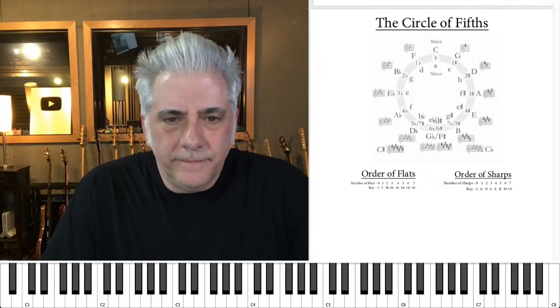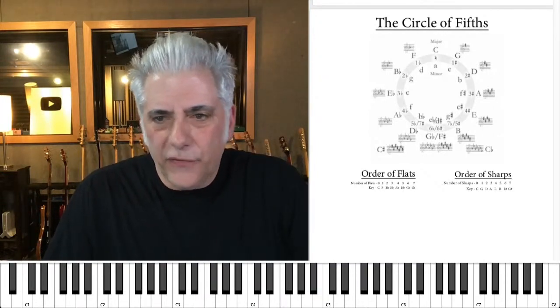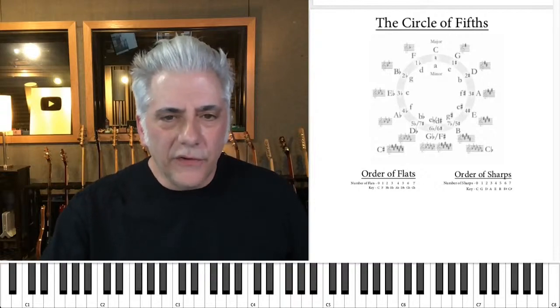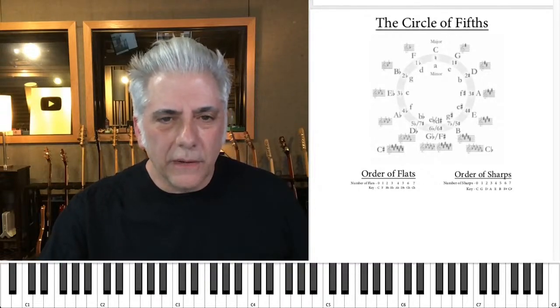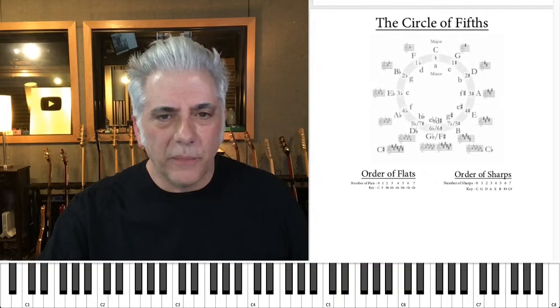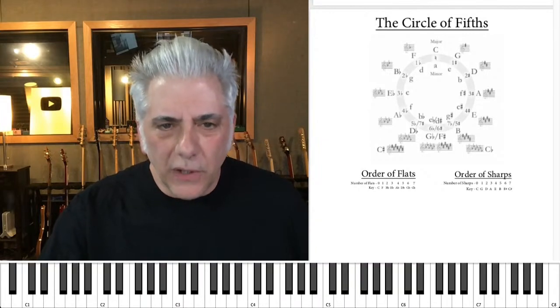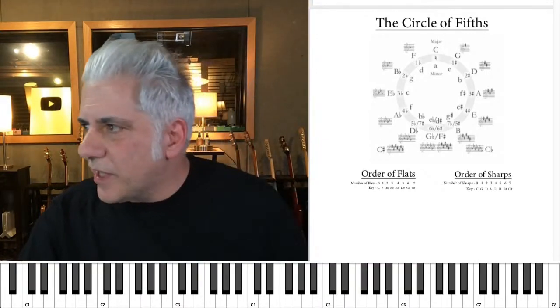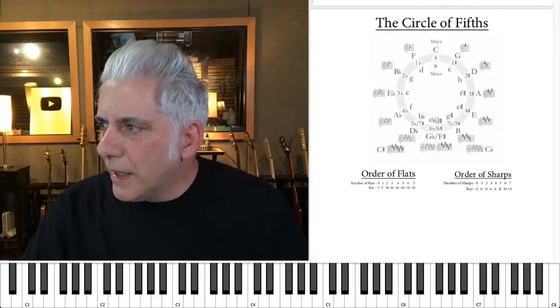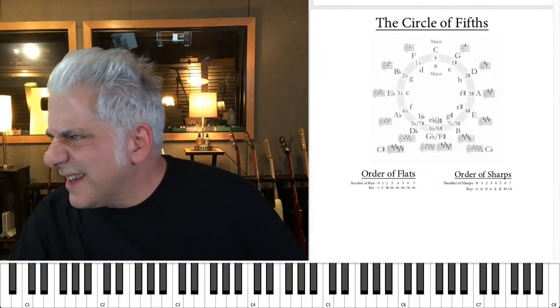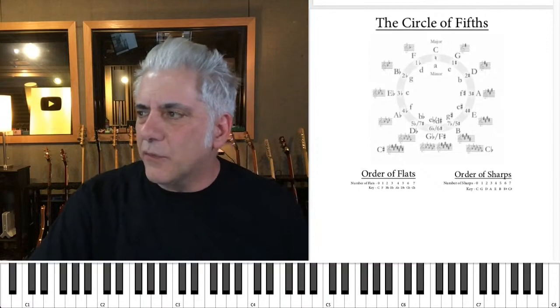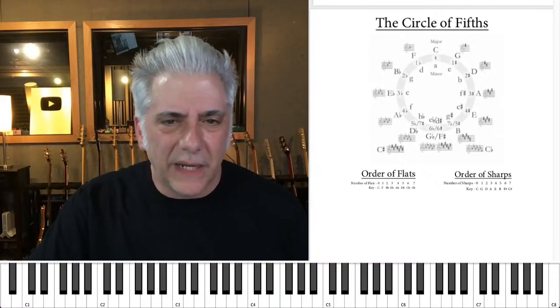Now, the circle of fifths. So when you see this, Billy, can you see my pointer on here? I cannot. You cannot. Okay, so you can't see the pointer. Okay, so if you look at the C, it says C major, and it just has a natural sign there. That means there's no sharps or flats in the key of C.